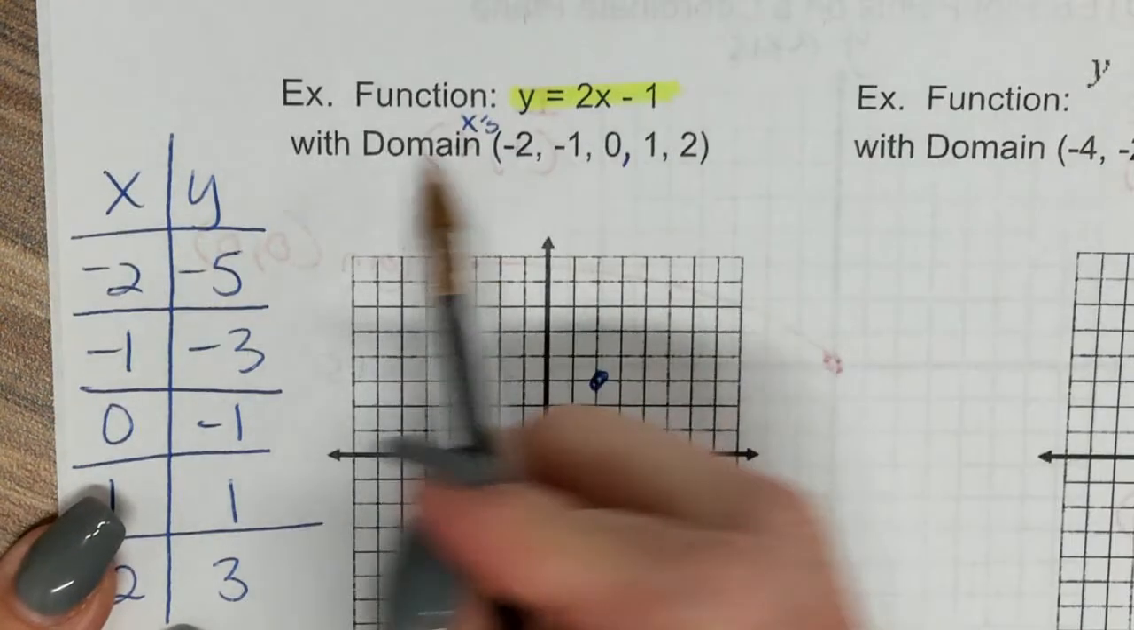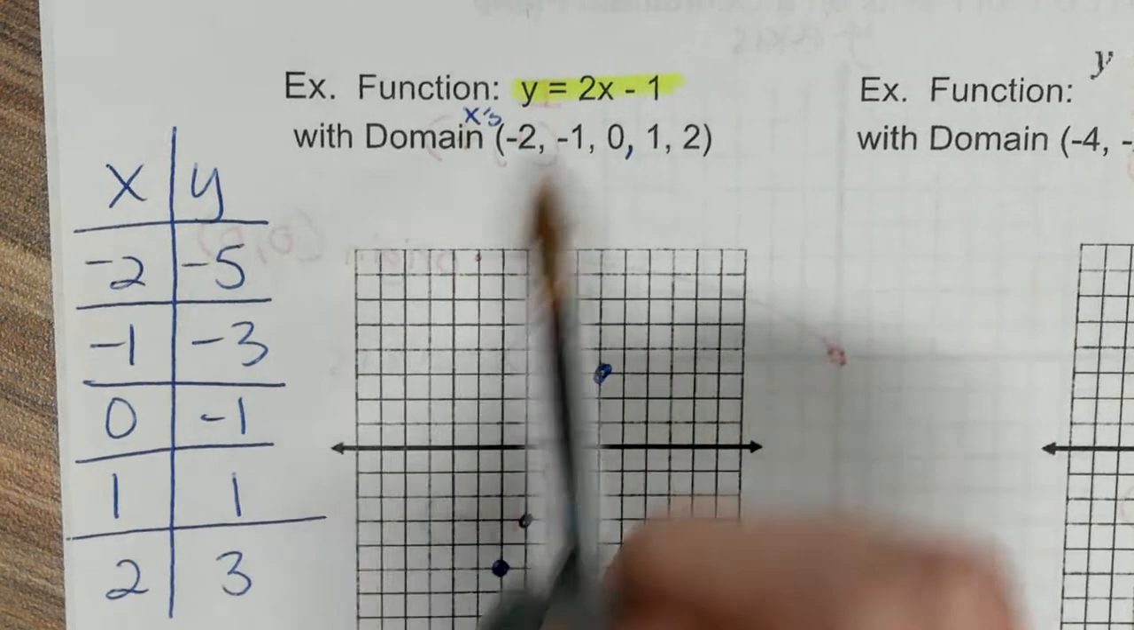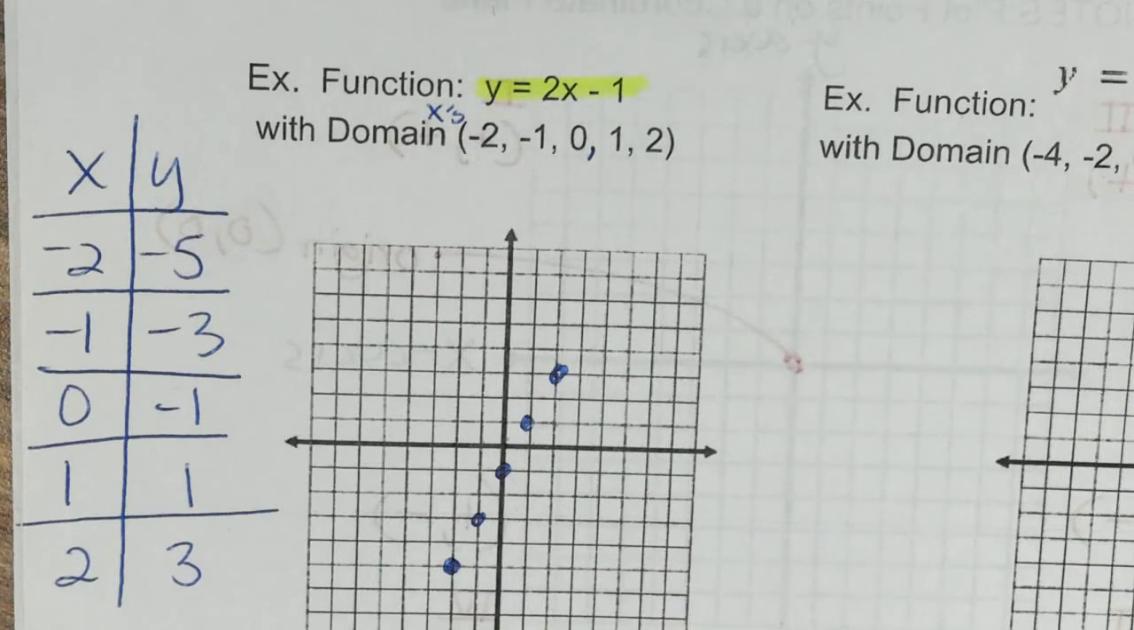If it did not tell me this domain, then I would graph a straight line that keeps going forever and ever. But it wanted me to specifically graph this. Are y'all good? All right, that's it. That's how easy this is.